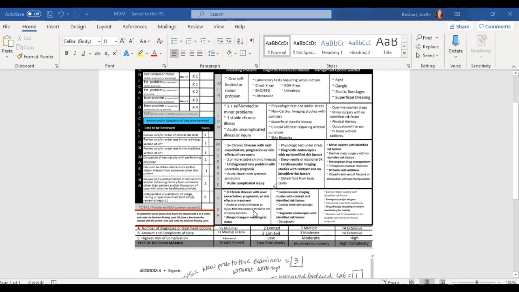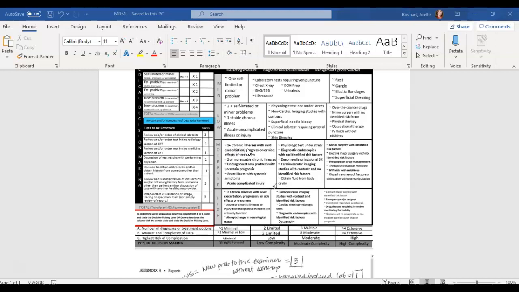So you're going to look down here and see where you think your diagnosis would fall in this column. So it says 1 self-limited or minor problem. This is something like a cat scratch or an insect bite or something like that. Low would be 2 or more self-limited or minor problems, maybe a cat scratch and an insect bite. Okay, 1 stable chronic illness, something like hypertension. Acute uncomplicated injury or illness. I would put a little mark in this box because that's what I consider a urinary tract infection to be. So we're going to put our mark there, but I'm going to go over these boxes a little bit more to help you understand better.